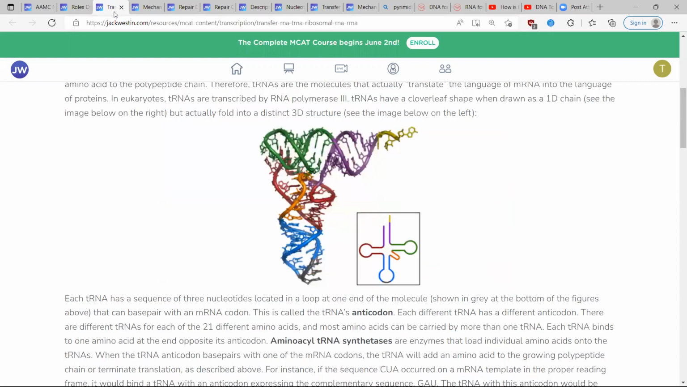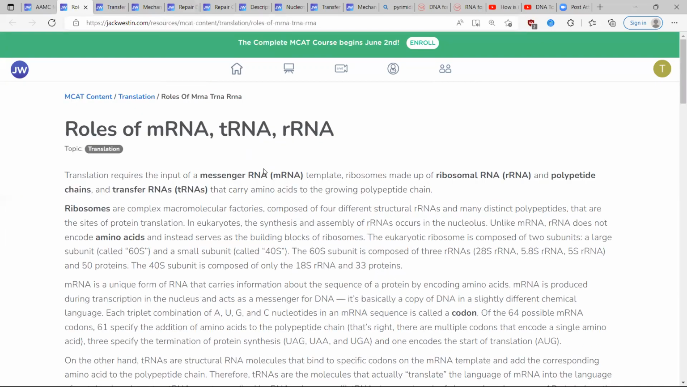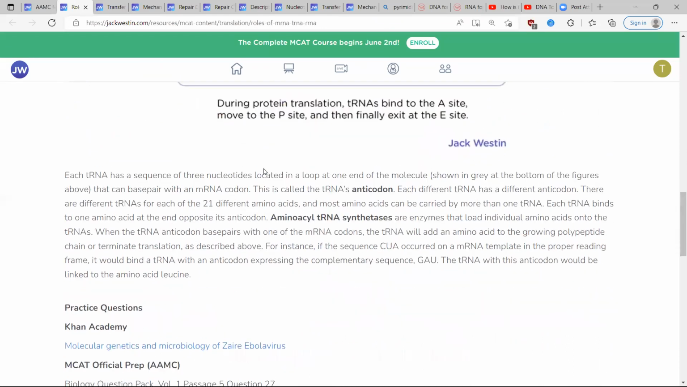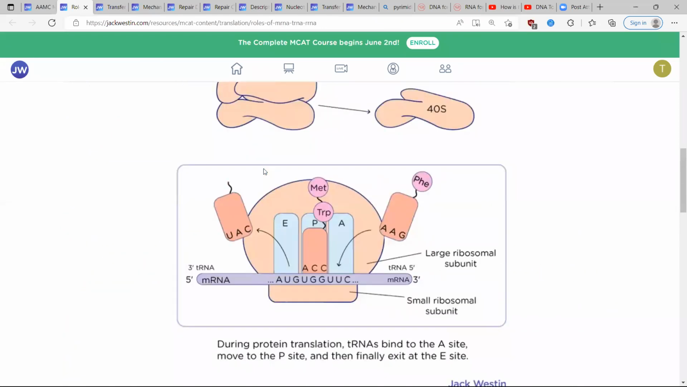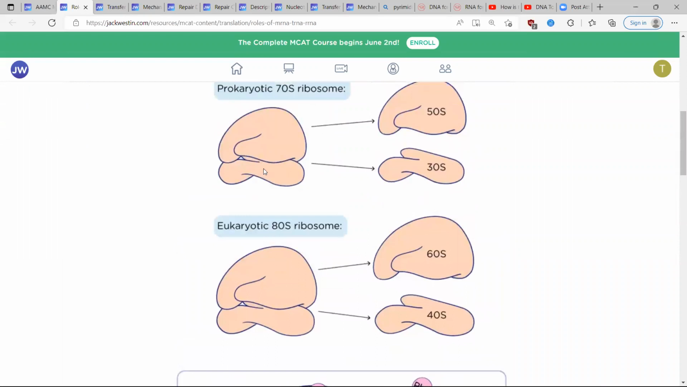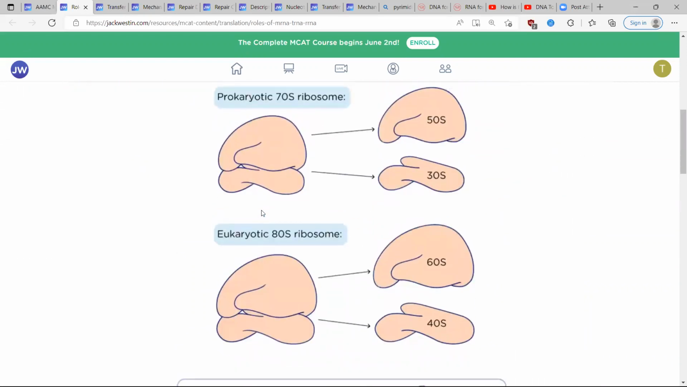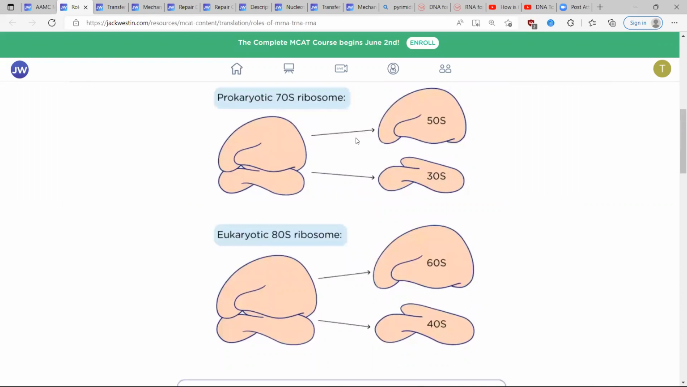So now, I don't like this picture though. I had a better picture of this. Where did I have it? Oh, yeah. Also, this is like a fun fact to know for some reason. I have no idea. They just want you to know this for some reason.